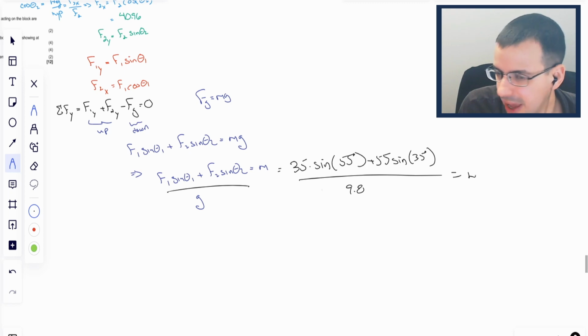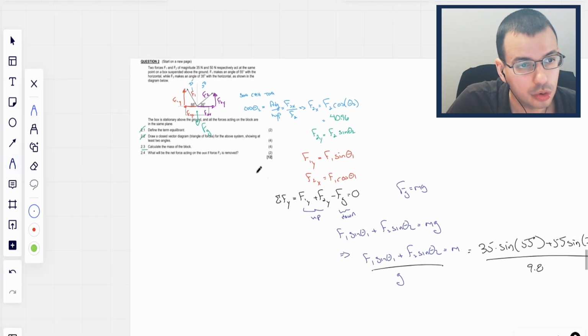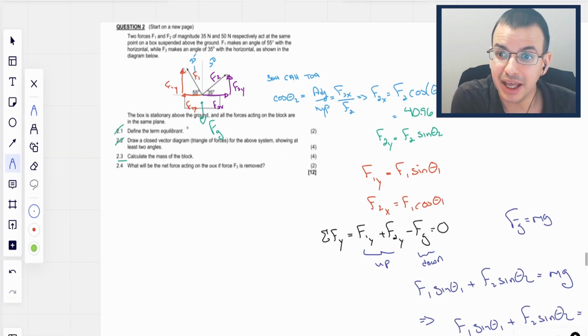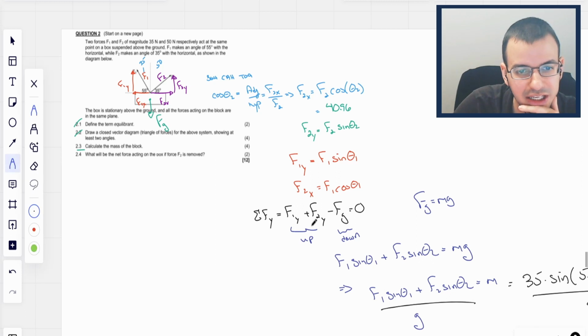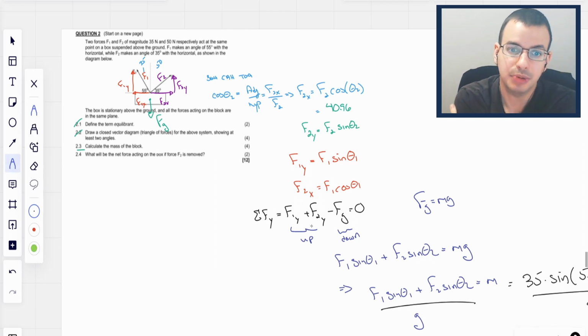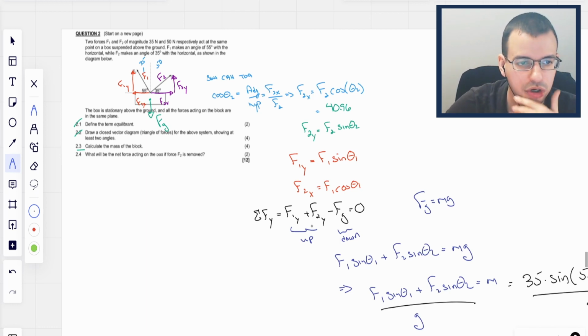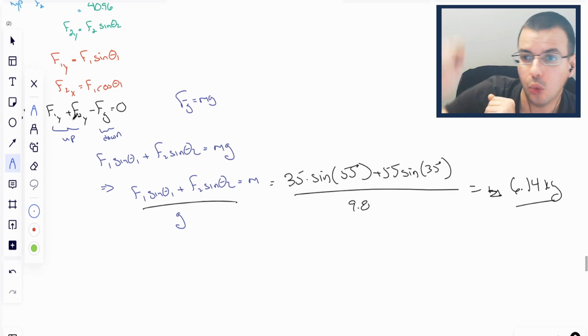And we get a mass of 6.14 kilograms. So the force going down is going to be 6.14 kilograms. And we didn't really need to use the X components. If we were trying to find the tension in the wires, we'd probably have to find F1, F2. We could, not a big deal. But that's how we'd find the mass using the sum of all forces in the Y direction.